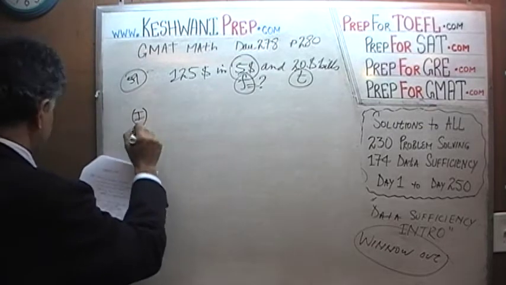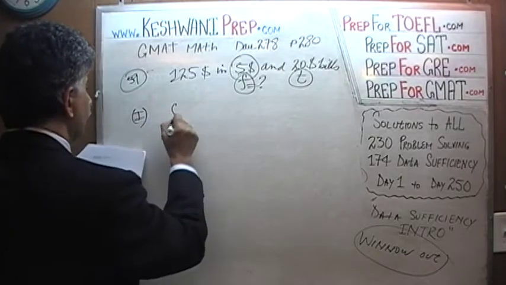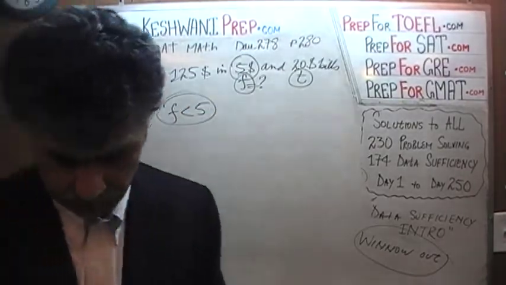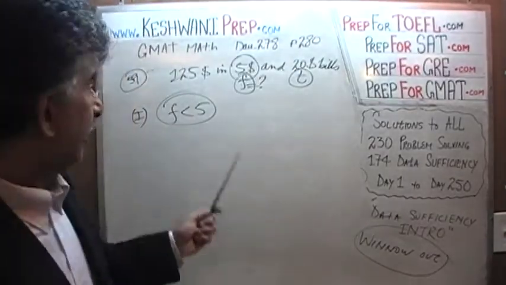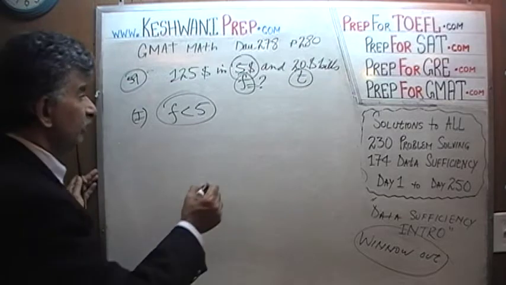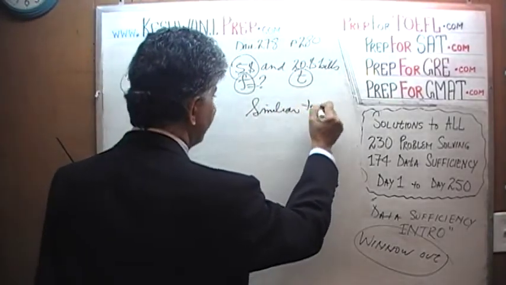The first statement tells us that he has fewer than 5 $5 bills. The reason I wanted to cover this question in the same video as number 57 is because it is very similar to 57 that we just did.